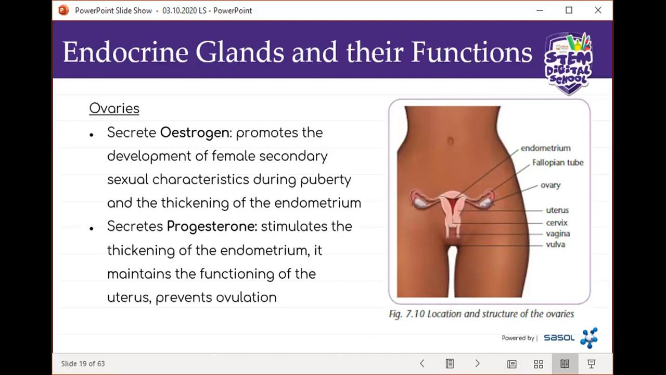Then another hormone that the ovaries secrete is progesterone. Okay, so progesterone stimulates the thickening of the endometrium and the maintenance thereof, and it also maintains the functioning of the uterus and prevents ovulation. Right. So this all happens so that implantation of the fertilized ovum can take place. Right.